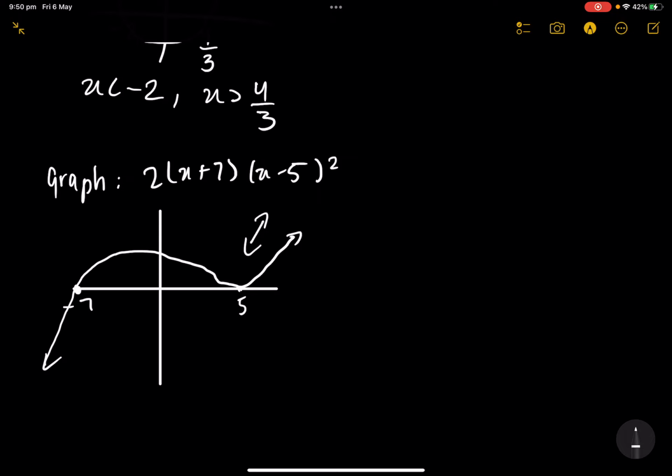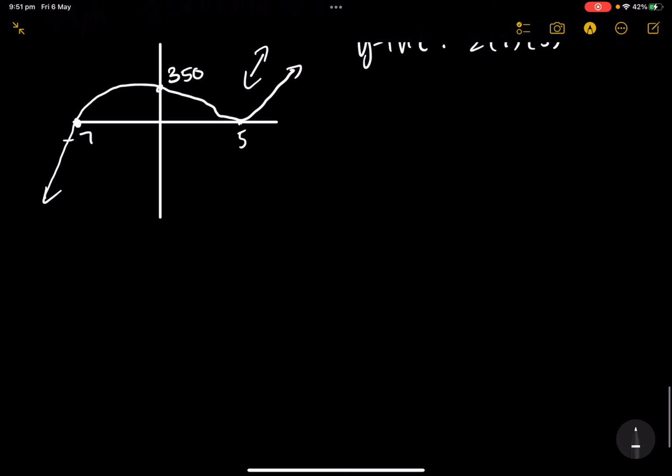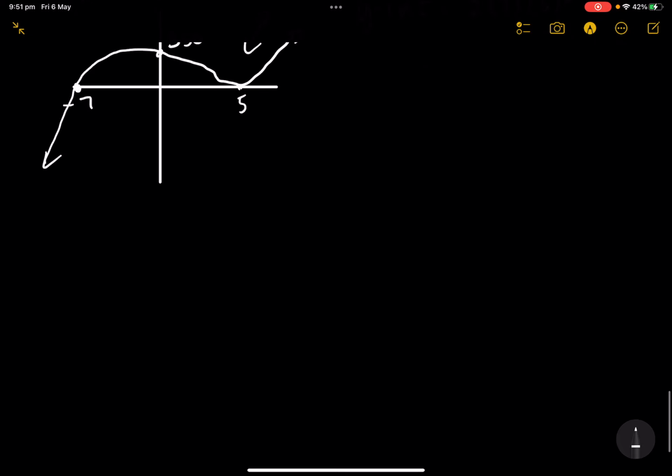This is a really bad sketch. Wow. And I forgot to find the y-intercept, of course. That is 2 times 7, 5 squared, 25, 50. What's 50 times 7? Have to check this now. 350. Yeah, this looks like a 350. Scaling a bit whack, but yeah, seems about right.